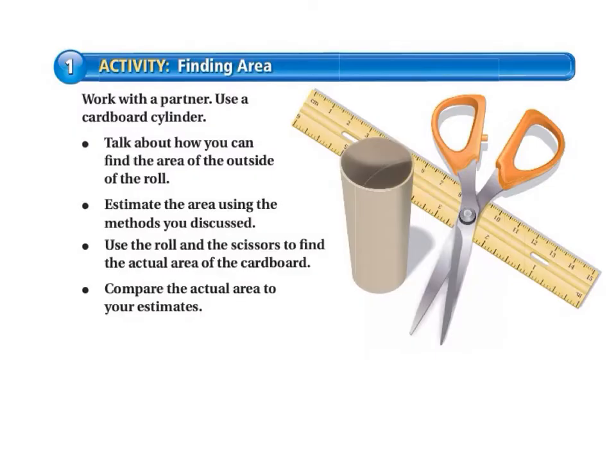Activity 1. We will be using a cardboard cylinder to find the area of the cylinder. So the first bullet point says we will talk about how we can find the area of the outside of the roll. We will estimate the area using the methods we discussed, and we will use the roll and scissors to find the actual area of the cardboard. The last bullet point will be your assignment for this activity.